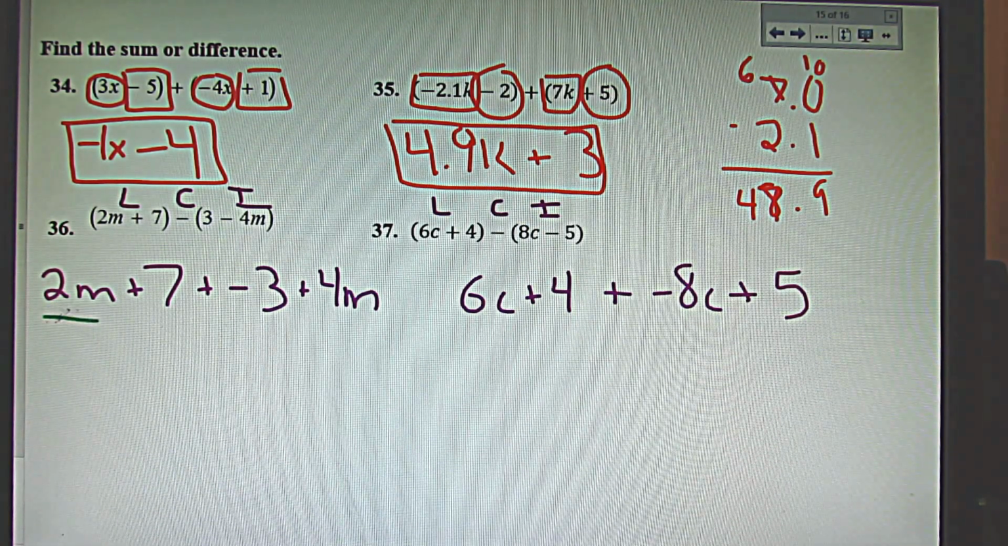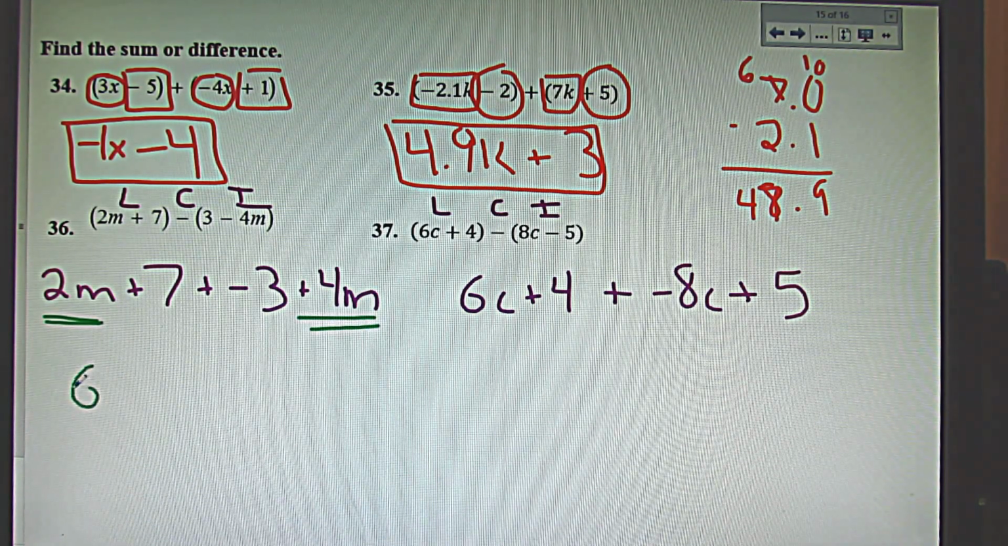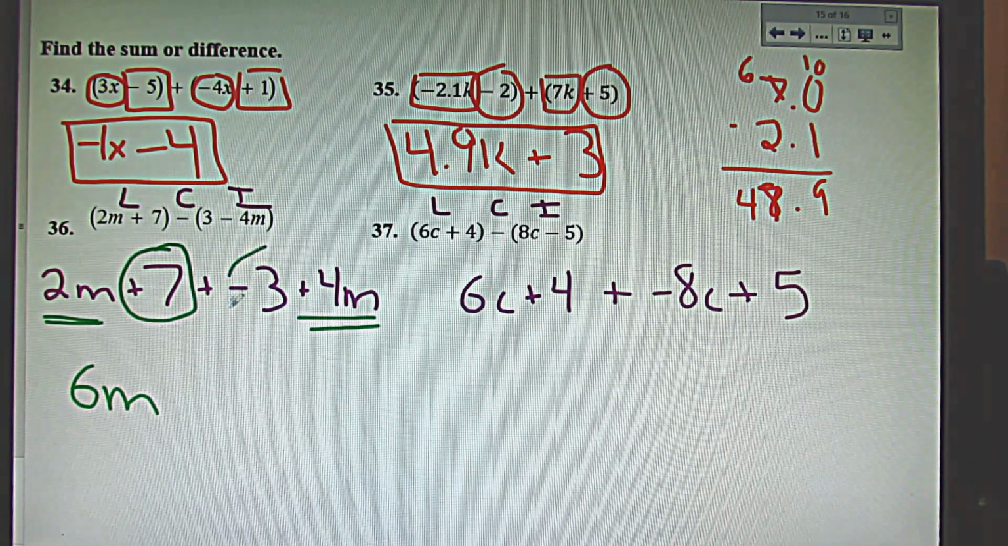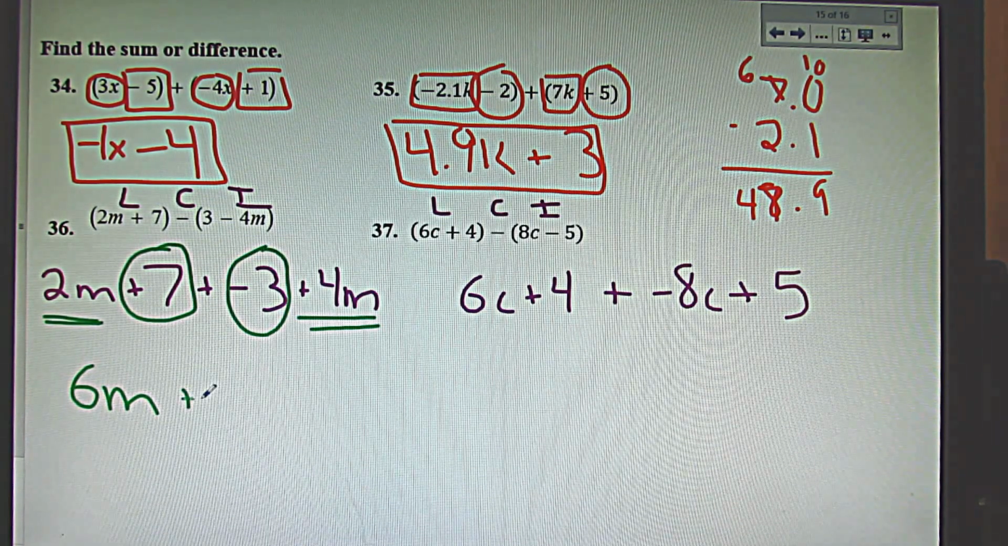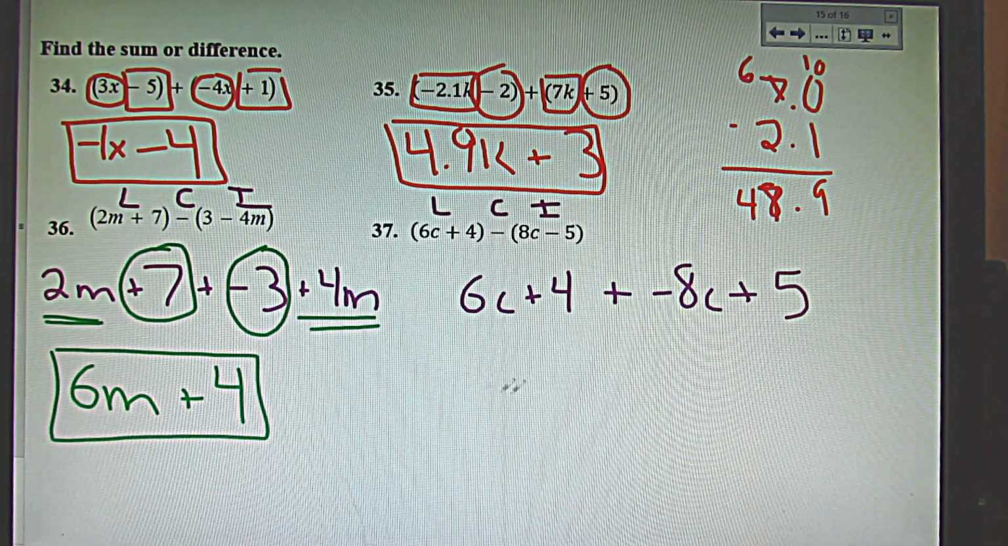Now I'm going to combine the like terms. Here's 2m and positive 4m. That makes 6m. And then I have positive 7 and a negative 3. That makes positive 4. Final answer, 6m plus 4.